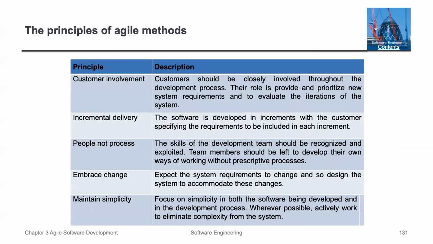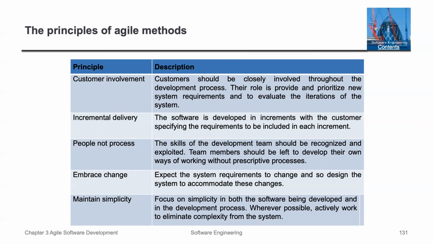So the principles of agile methods. We have customer involvement, incremental delivery. You want to be focusing on people, not process. You want to be able to embrace change and then maintain simplicity. So the customer should be closely involved throughout the development process. Their role is to provide and prioritize new system requirements. And you always want to make sure you have the voice of the customer. Incremental delivery: the software is developed in increments and the customer specifies the requirements to be included in each increment.